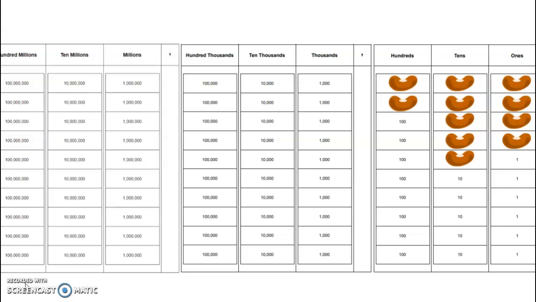Now, let's look at the amounts in each place value. I see a 2 in the hundreds place, a 5 in the tens place, and a 4 in the ones place. How do we say that number in standard form? We would say 254.